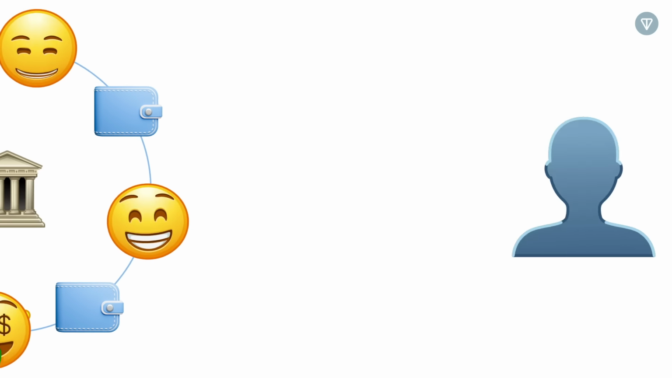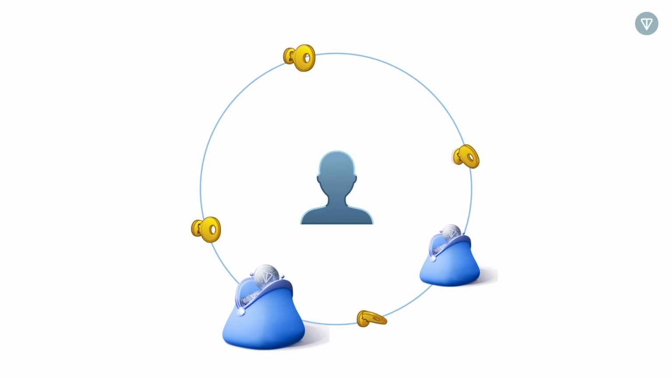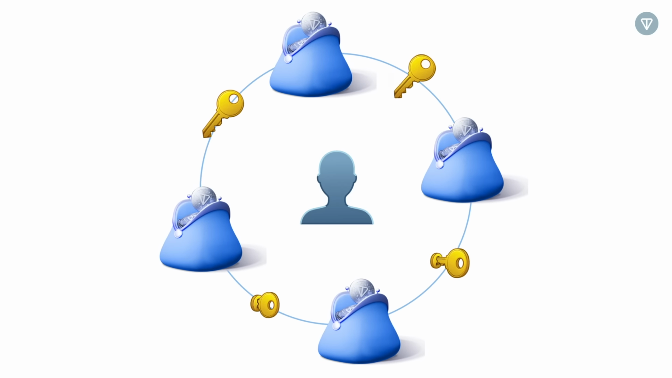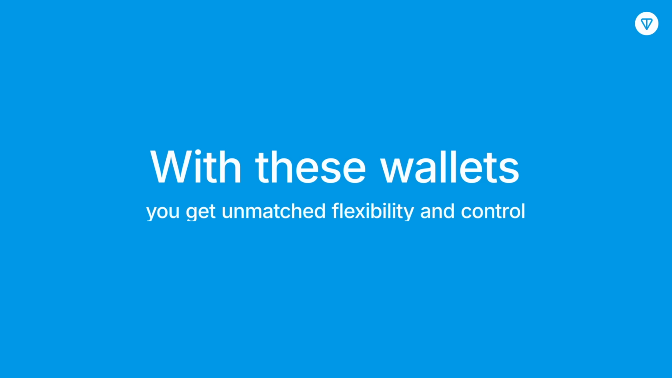Switching gears to non-custodial wallets, you're in total control. Not your keys, not your coins. You manage your keys and use a secret phrase to access your funds on any compatible platform. Examples of non-custodial wallets include Tonkeeper, Tonspace, Miten Wallet, and more. With these wallets, you get unmatched flexibility and control.